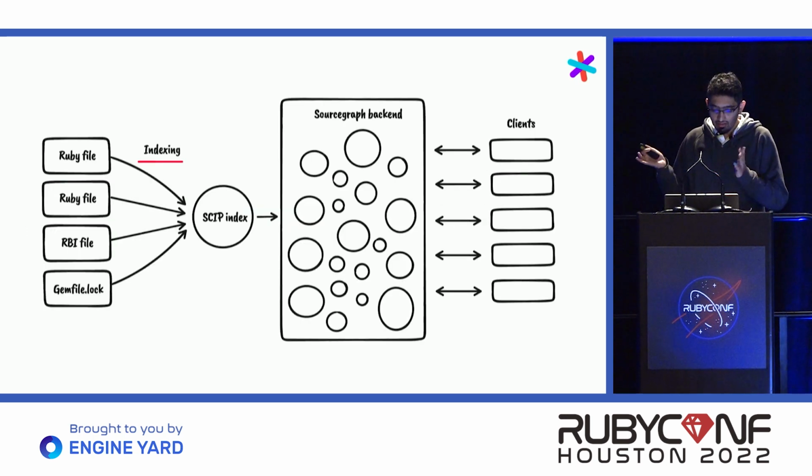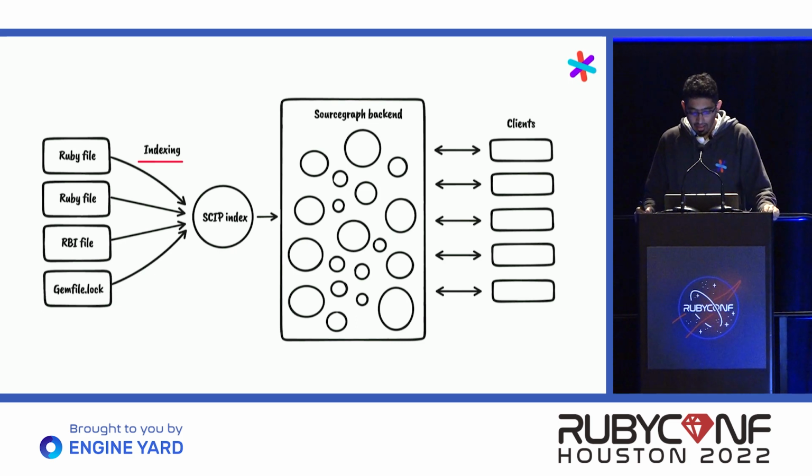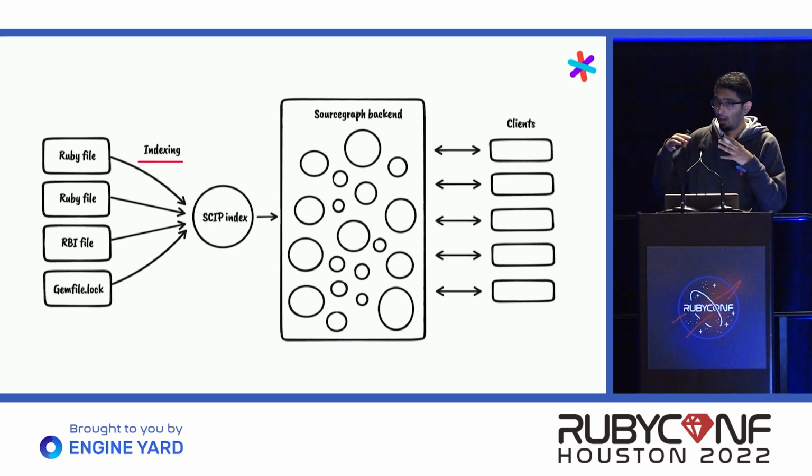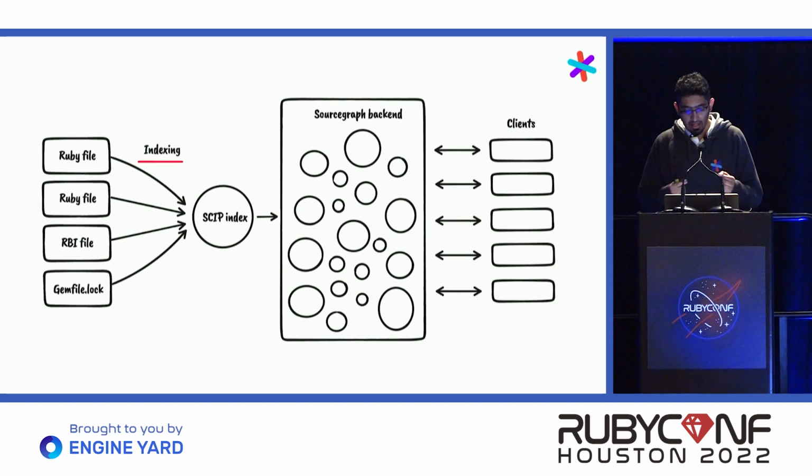So at a very high level, this is where indexing fits into the pipeline, right? An indexer will take in all the source files and configuration, and emit a single file, which is in the SCIP data format. That's an open source protobuf schema.